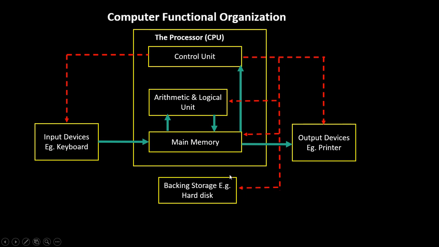But usually we have other storages called backing storages, which can be a hard disk or a flash disk or an external hard disk. These can be storages which can store a lot of data. Main memory, we shall look at it later, stores little data, and data stored there is stored temporarily. The data item stored in main memory is temporal.